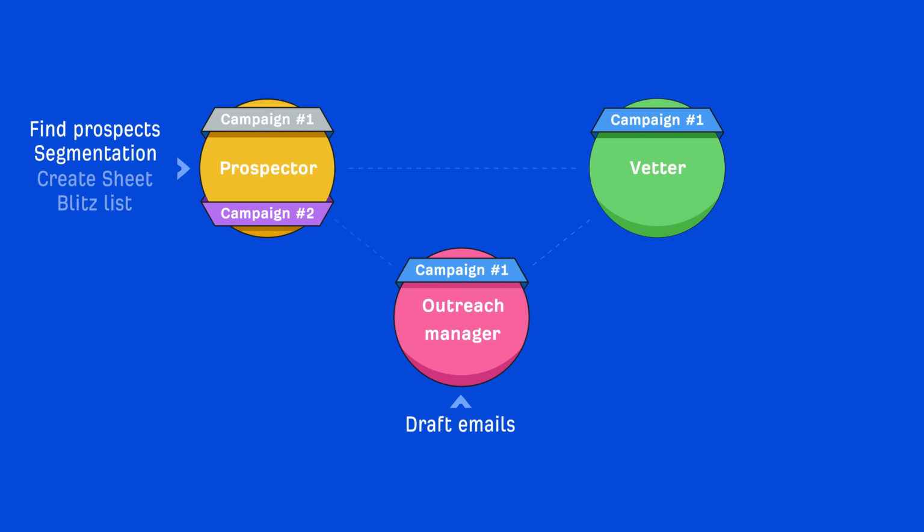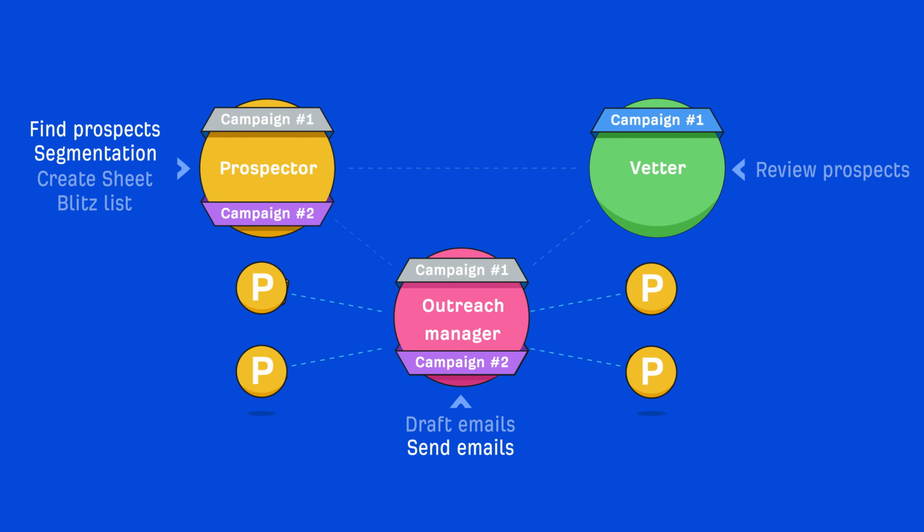Let's continue on with the vetter's role. The vetter will review blitz list prospects in batches, starting with valid emails found in the blitz list, because it's the fastest way to kick off a campaign and validate whether your outreach angle will work. Again, all of these concepts were covered in previous lessons. After they're done vetting this batch, they'll contact the outreach manager and they'll send off the first batch of emails.